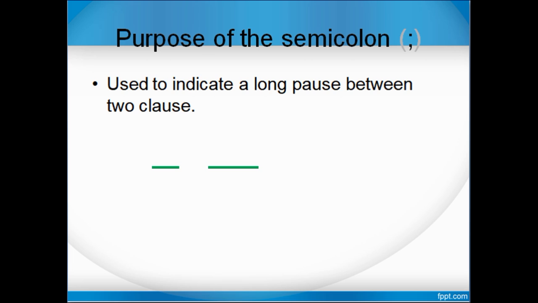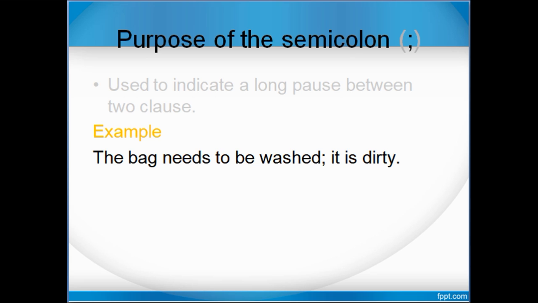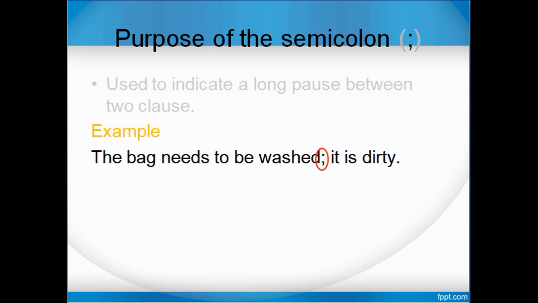So let's look at this example here, how we use a semicolon. Let's read. The bag needs to be washed, and we place a semicolon there. It is dirty. So we have two clauses there. The first clause is the bag needs to be washed. The second clause is it is dirty.